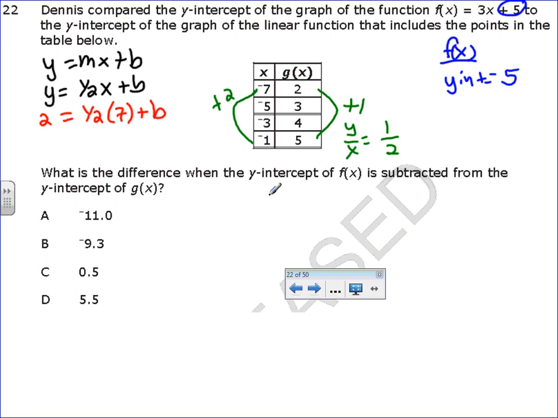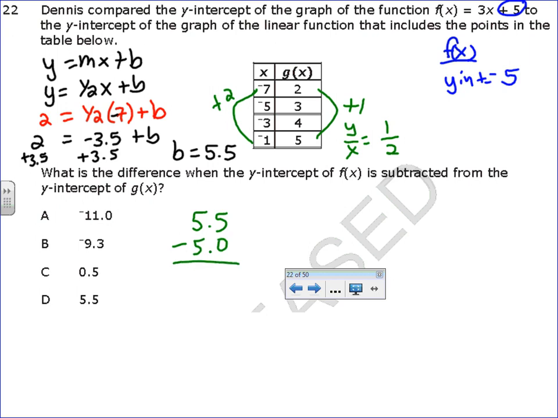So what's half of 7? 3.5. Oh, and that's -7. This is -3.5 plus b equals 2. I'm going to add 3.5 to both sides. That means that the y-intercept for g of x is 5.5. Now I need to subtract them, so I have 5.5 minus 5, and the difference is a half, which is 6.